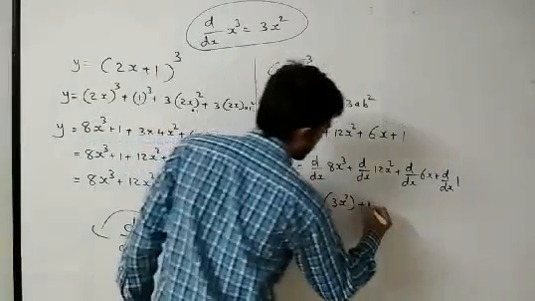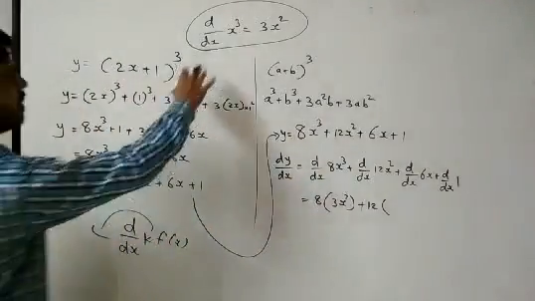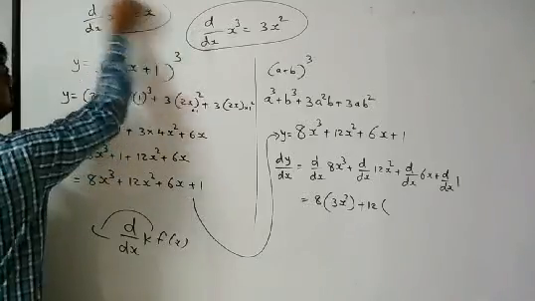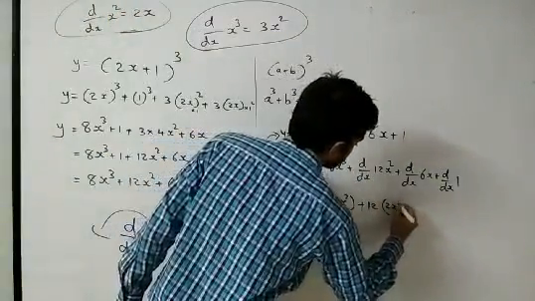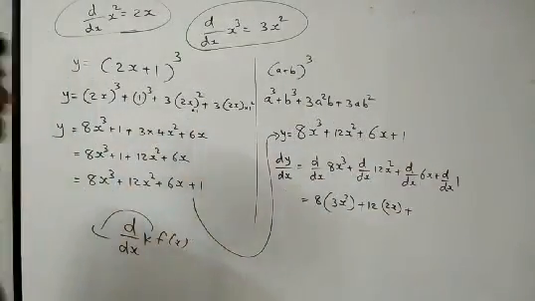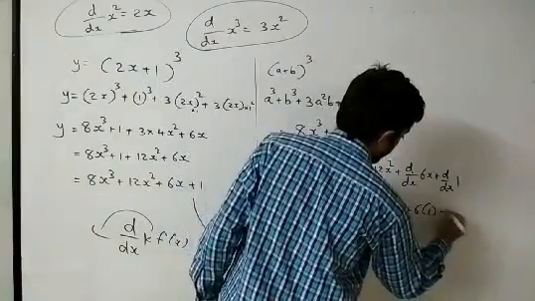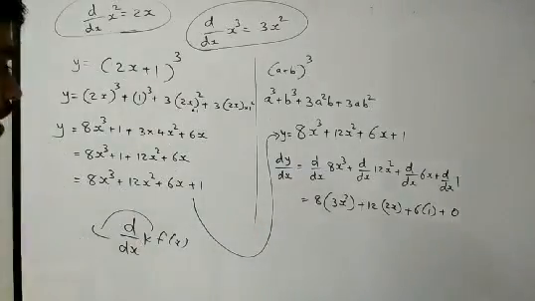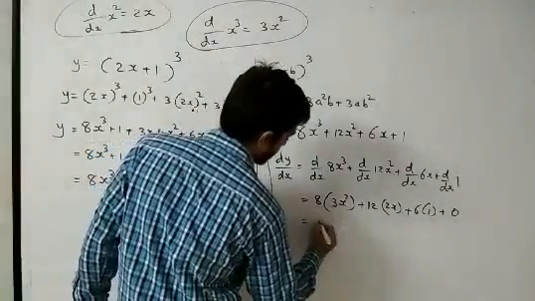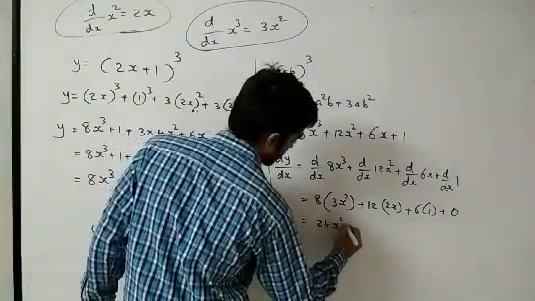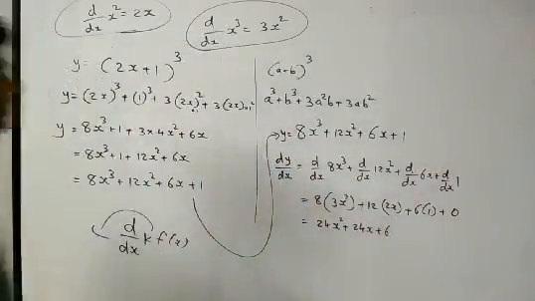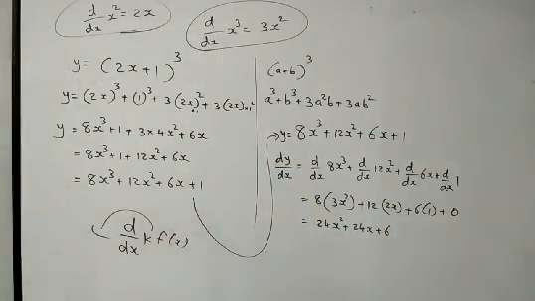Plus 12 is outside, d by dx of x square. Same way, d by dx of x square is 2x. Then d by dx of x is 1 and 6 is common, so 6 into 1. The derivative of 1 is 0, because the derivative of a constant function is always 0. Now we will simplify. 8 3s are 24 x square, plus 12 2s are 24x, plus 6 plus 0 as it is, no problem. So this is our answer, 24x square plus 24x plus 6.